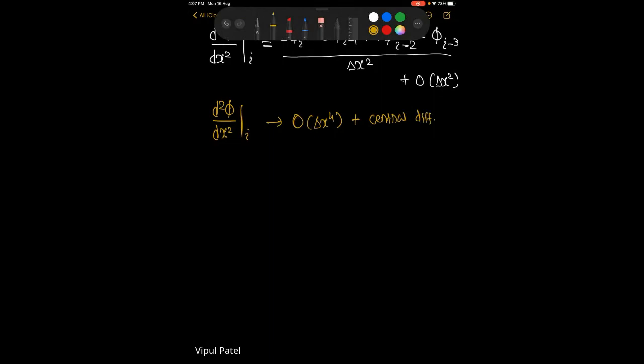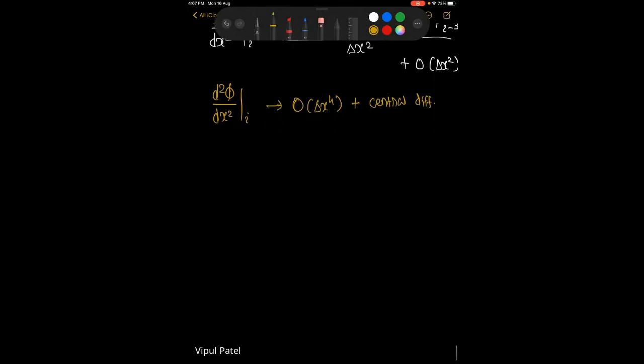So if you use these three approximations, then first of all you need to understand how many nodes are required. Here you are using p equal to 2, q equal to 4, and since this is a central difference approximation, the number of nodes is equal to p plus q minus 1. So you will require 5 nodes just to have this formulation.